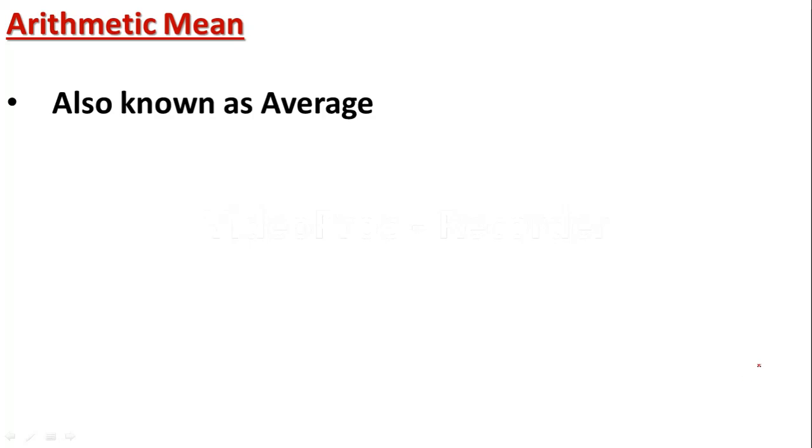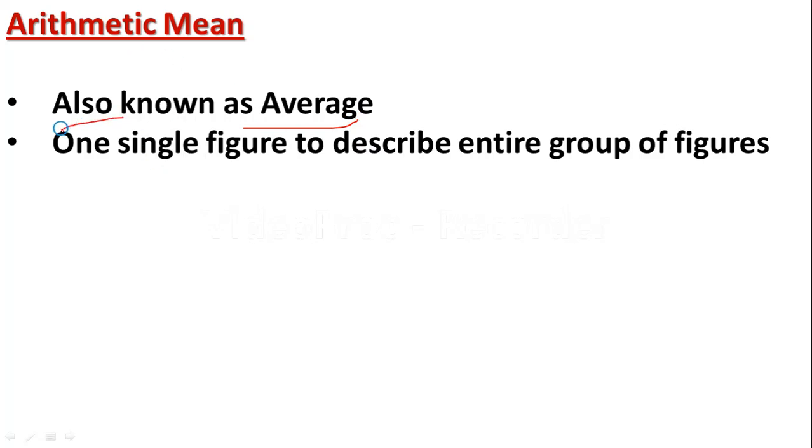First let us start with the arithmetic mean, or simply the mean, which is also known as the average. The arithmetic mean is a single value to represent the entire data. For example, whenever we ask students for their result, they will just say a percentage, 75%, 80%. It means they combine all 6 subject marks and tell us only a single value in percentage. That is the arithmetic mean. In this way, the arithmetic mean represents the entire given data with only one single value.